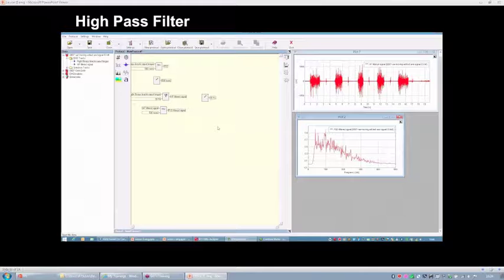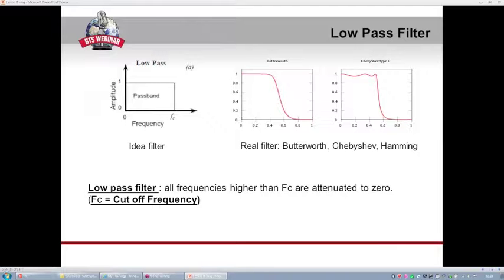So this is just to give you an idea about how to use a filter. Another type of filter that can be used is the low pass filter. In this case, all the frequencies higher than the cutoff frequency will be attenuated to 0. Also in this case, we call FC the cutoff frequency. It is the same also for the high-pass filter. Different filters are widely used. For example, we can use the Butterworth, the Chebyshev, or the Hamming. So you will find in our application different options you can choose between.